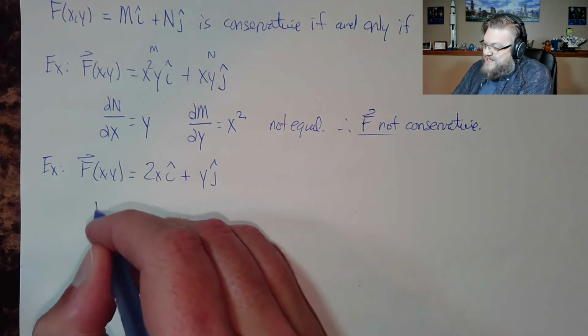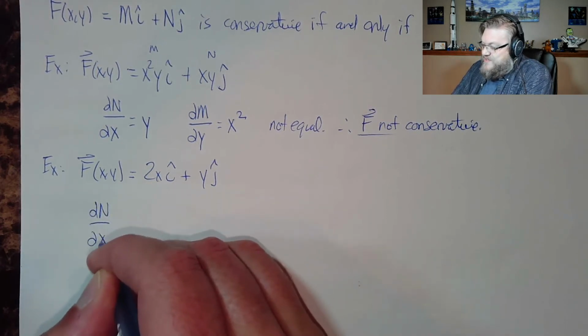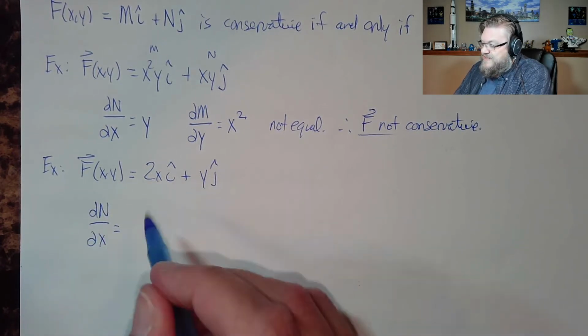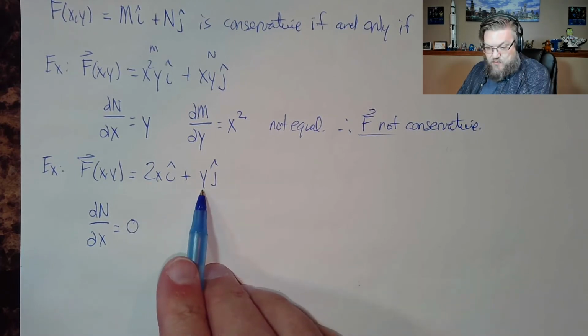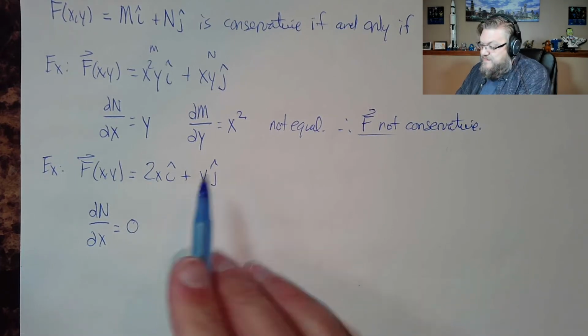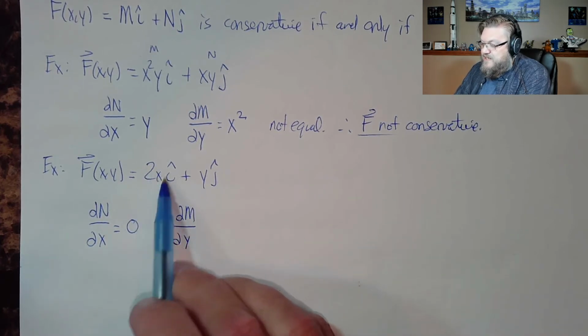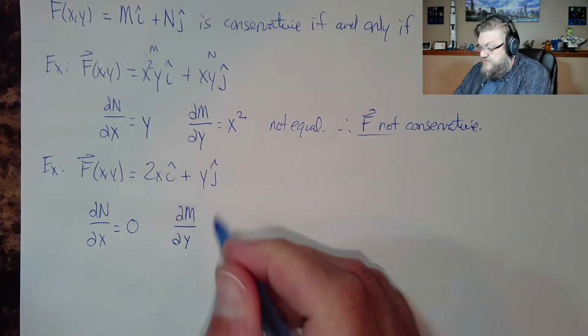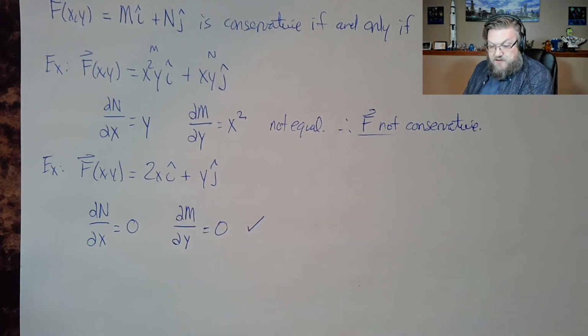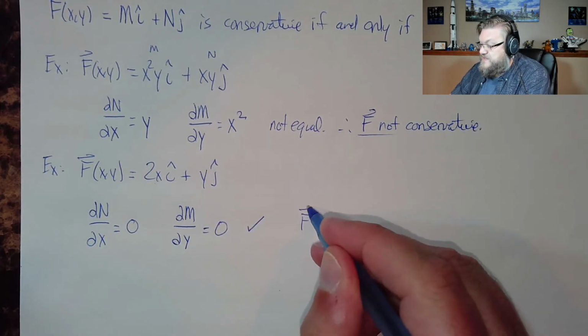All right. So here again, I'll take the partial of n with respect to x. So I'm looking here. That's going to be 0, because y is a constant relative to x. Take a look at m with respect to y. I'm looking here, derivative with respect to y. That's also 0. These are equal, so F is conservative.